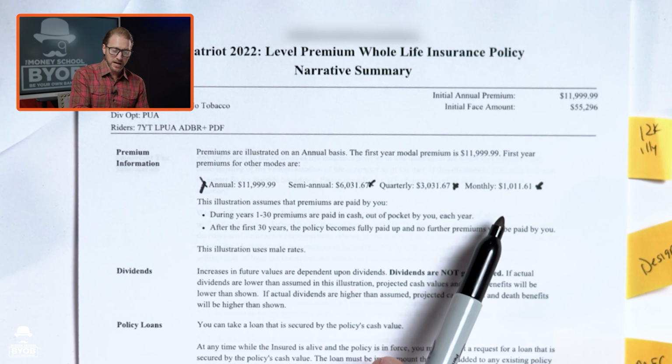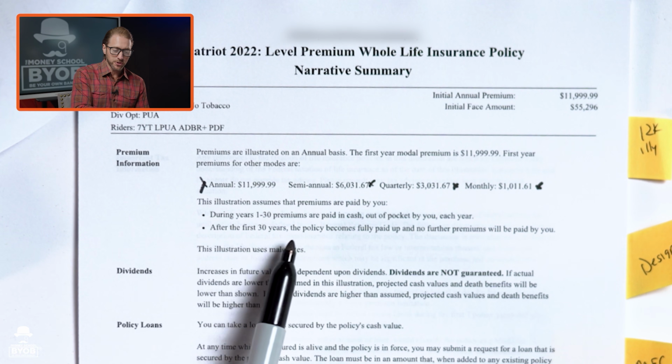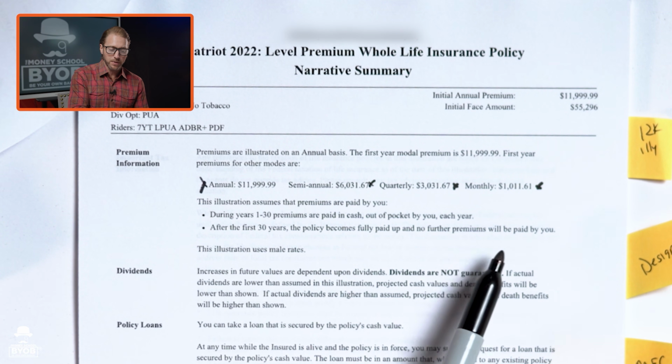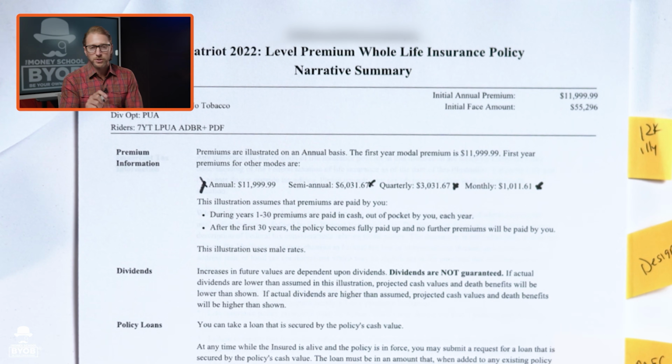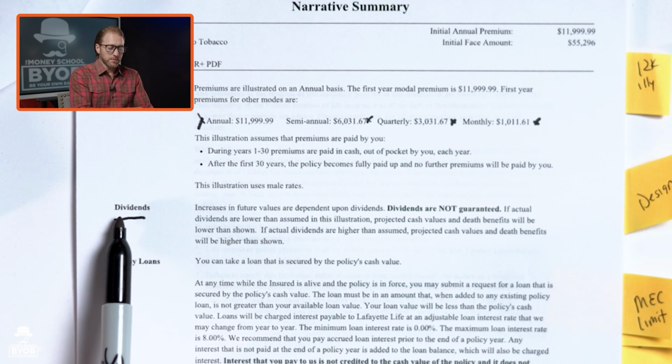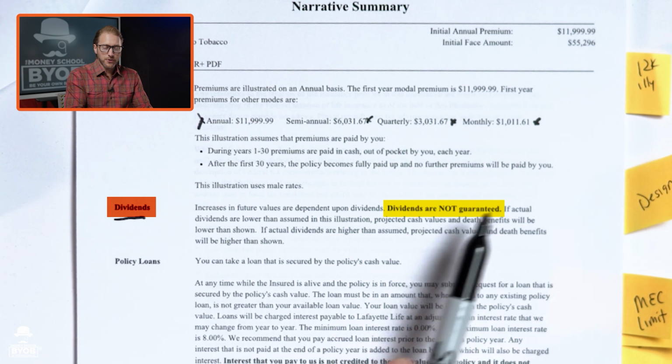Premiums are paid in cash, out of pocket by you, and after the first 30 years, the policy becomes fully paid up and no further premiums will be paid by you. So this one we talk about all the time. Dividends. Dividends are not guaranteed.